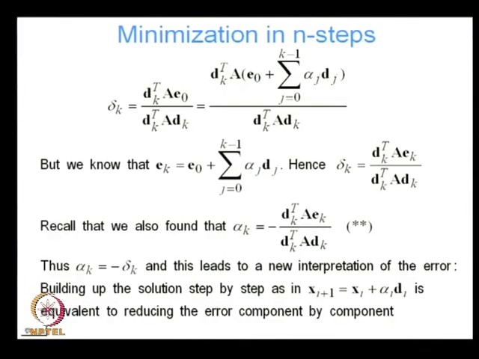I should not say the error is reducing, it is a little vague statement, but the same coefficient appears in the error expression. So, building up the solution step by step as in x_{i+1} equal to xi plus alpha i di is equivalent to reducing the error component by component.